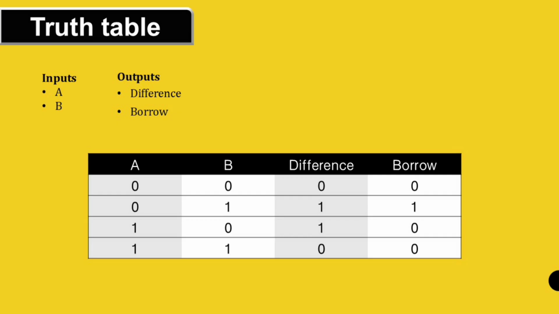Before we derive the logic circuit, let's analyze the outputs using the truth table we just created. In a half subtractor, the difference output becomes 1 when the inputs A and B are different. That means it behaves similar to an XOR function, where the output is 1 for A equal to 0 and B equal to 1, or A equal to 1 and B equal to 0. On the other hand, the borrow output becomes 1 only in one specific case, when A is 0 and B is 1. This is because we cannot subtract 1 from 0 without borrowing. By observing these patterns, we can now use the K-map method to simplify both the difference and borrow expressions.